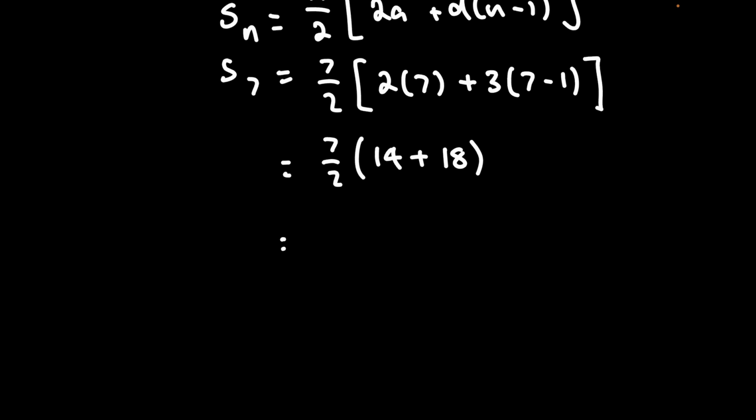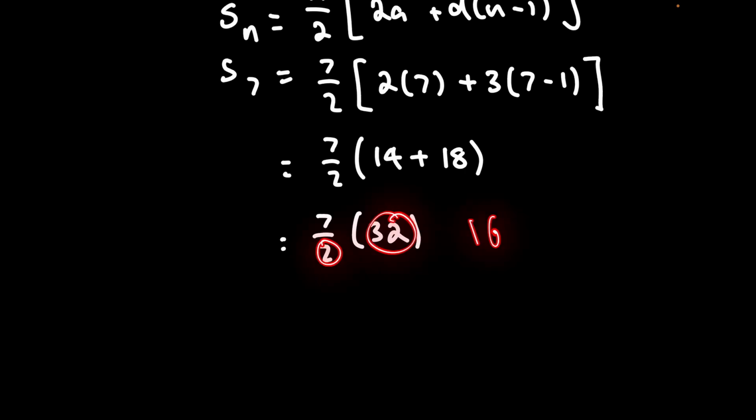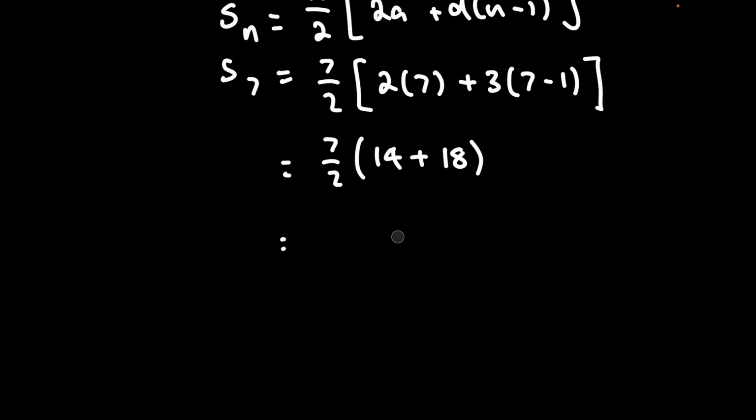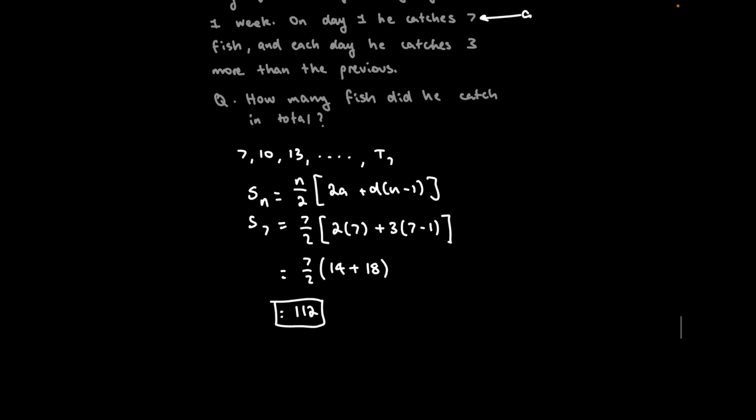Okay, we can work it out by hand. This is the same as 7 over 2 times 32. 32 divided by 2 is 16. And then to work out 16 times 7, that's simply equal to 112. Okay, so that means he caught 112 fish altogether over the week. Pretty good fisherman.